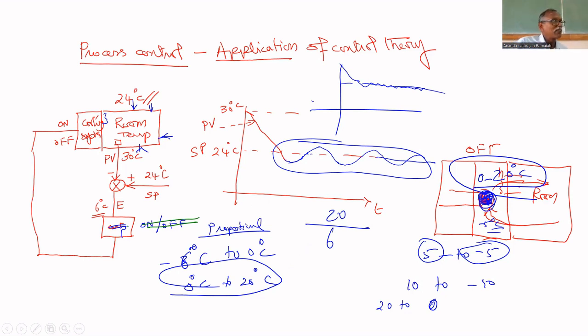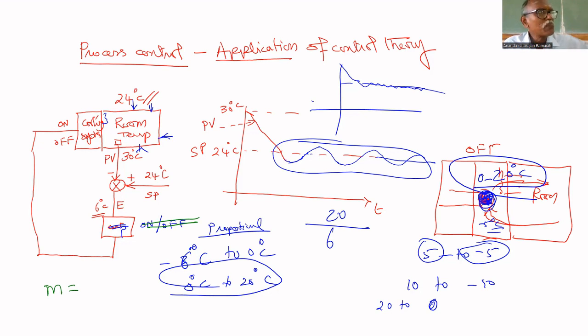Because how the controller works, what is the controller output? M, controller output is named by M. M equals 0 to 20 degrees centigrade. Am I correct or not? Controller output is 0 to 20 degrees centigrade. When the room temperature is 30 degrees, it will give 0. If the room temperature is 24, it gives 20 degrees centigrade. Am I correct or not?